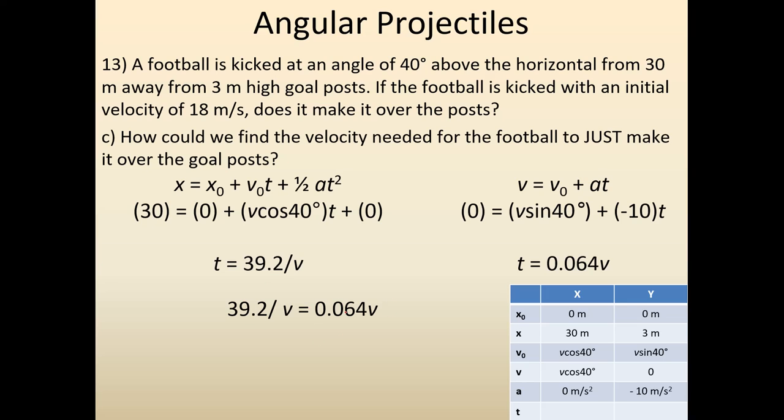From here, I cross multiply. It may not be easy to see because of the way it's written, but I'll end up multiplying the v over to this side to get a v squared, dividing the 0.064 over to the other side to get v squared equals 612.5. Then take the square root and get 24.75 meters per second. And that's pretty much how we figure out the velocity to just make it over the goalpost.